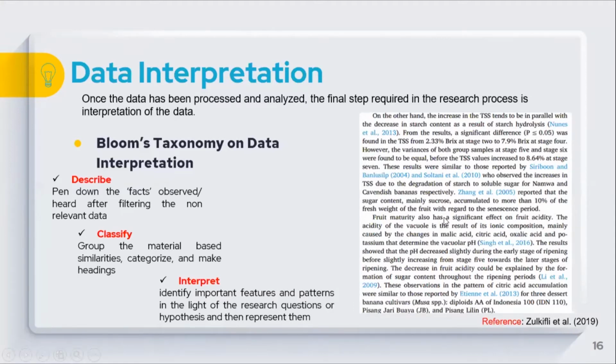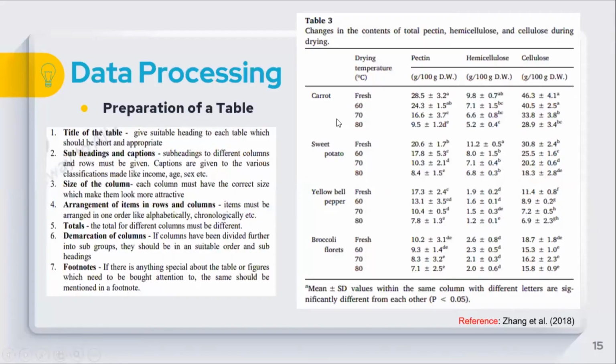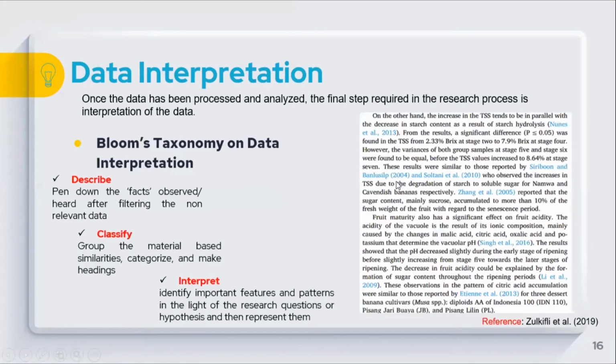Okay? What may be the implications? No? Fruit maturity also has a significant effect on fruit acidity. So, ingana, dili kay, okay, the carrot, the drying characteristics of carrots under different drying temperatures in pectin like this, in cellulose like this. So not like that. Okay? Remember, it's not like that. You have to get the concept or the implication of the result.